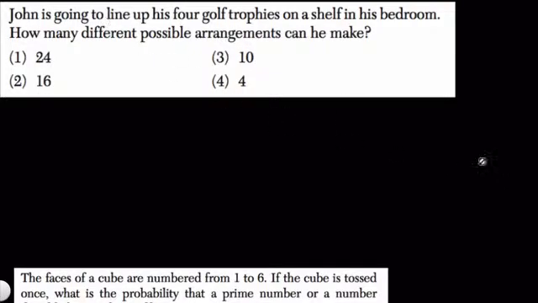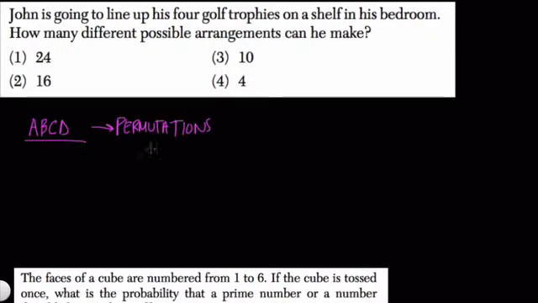Okay, so John is going to line up 4 golf trophies on a shelf in his room. How many different possible arrangements can he make? Well, if you think about it, we can think of these 4 trophies as trophies, let's say A, B, C, and D, and they're on a shelf. And the way we can count the number of arrangements is through permutations, right? Because each order is different. So if you have A, B, C, D, or B, A, C, D, those would be different.